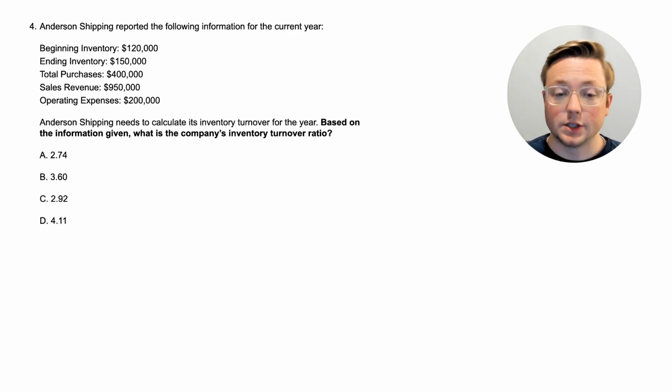All right, here we are at question 4. As always, read the last part of the question to get context. Based on the information given, what is the company's inventory turnover ratio? So probably pretty similar to the previous one where we were talking about the accounts receivable turnover ratio. Let's walk through this. Anderson Shipping reported the following information for the current year. They had beginning inventory of $120,000, ending inventory $150,000, total purchases $400,000, sales revenue $950,000, operating expenses $200,000.